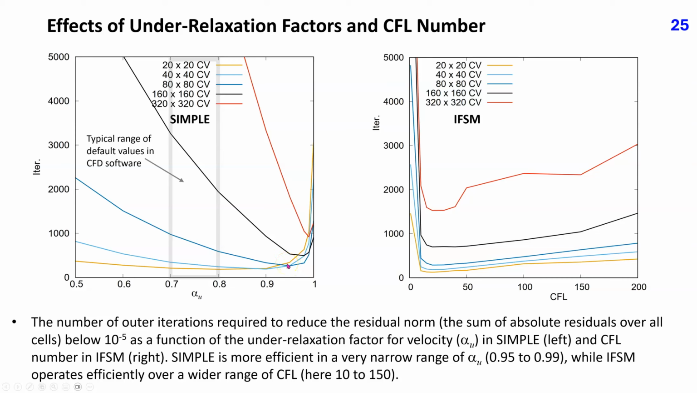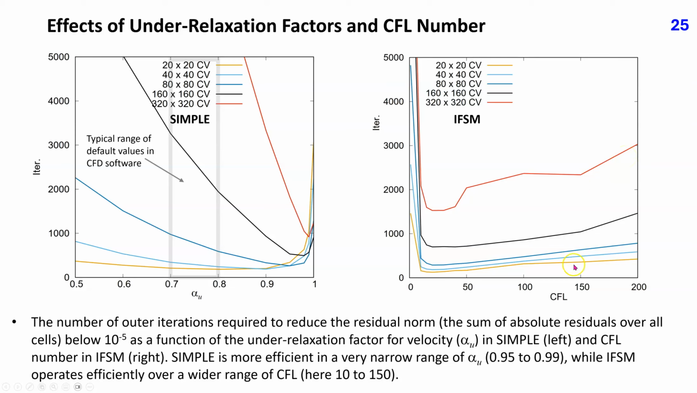But for the grid with 320 by 320 cells, we need with alpha u equal 0.8 approximately 7 times more iterations than with the optimum value with alpha u equal 0.99. With IFSM, the number of required iterations increases moderately over a wider range of time steps or average CFL numbers, as can be seen in the plot on the right.